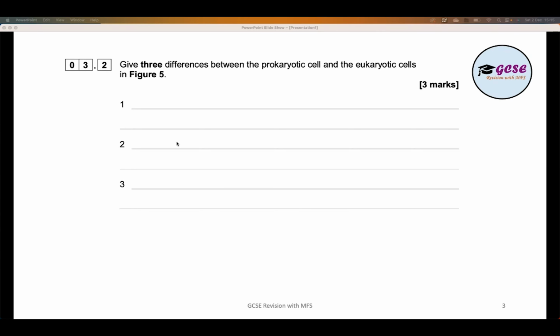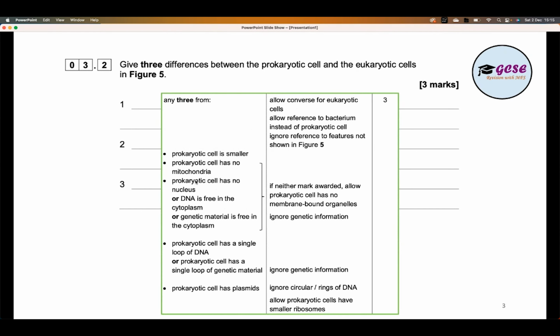Okay, so hopefully you've had a go at it. Here's what the mock theme says. It says differences, so this could be structural or given the information in the diagram. Prokaryotic cell is smaller. Prokaryotic cells have no mitochondria. Prokaryotic cell has no nucleus, or DNA is free in the cytoplasm, or genetic material is free in the cytoplasm. Anything along the lines of that.